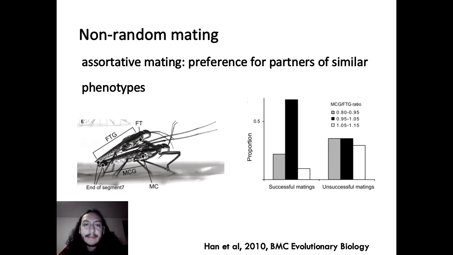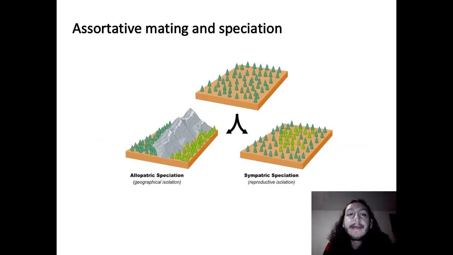So this is creating a pattern of non-random mating in this population, which then can lead to different subgroups that are mating within a population, which have then different consequences. One of those consequences of assortative mating is speciation.